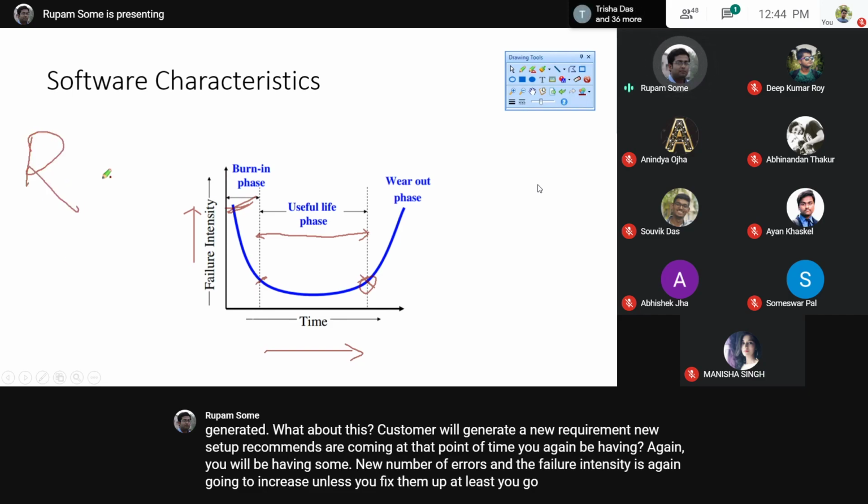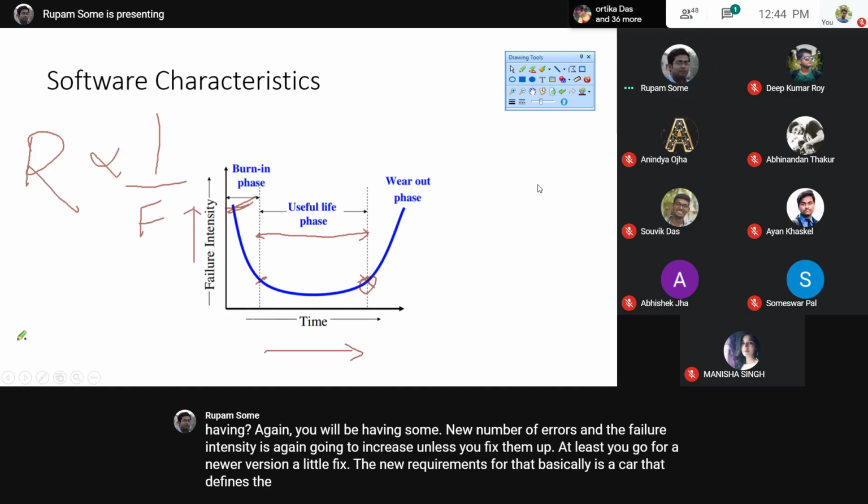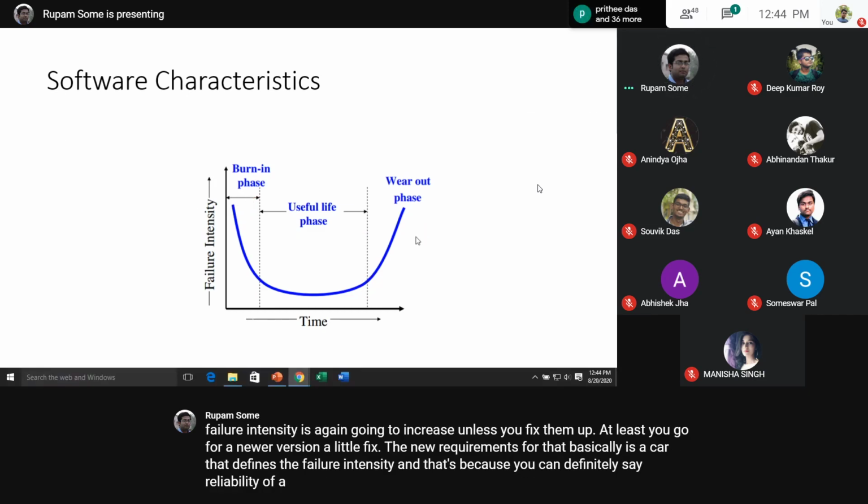So that basically is a curve that defines the failure intensity, and that's because you can definitely say reliability of a particular software R is obviously inversely proportional to failure intensity. So the lesser failure intensity you have, the more reliability you will be having. That's obviously true. Clear? Any doubt up to this? Anyone? Do let me know if you have got any doubt.